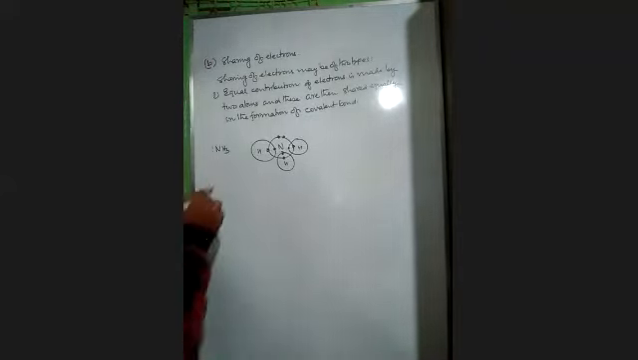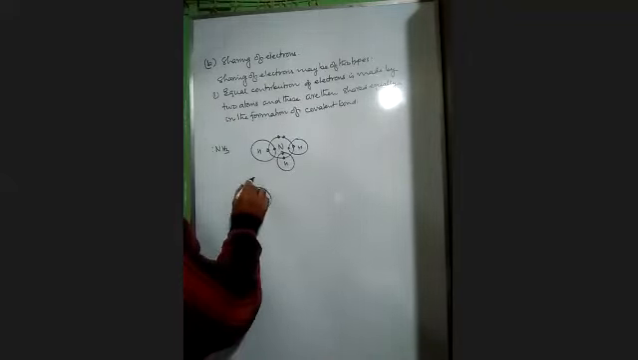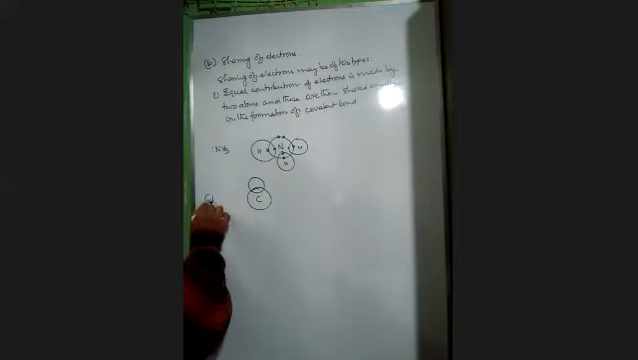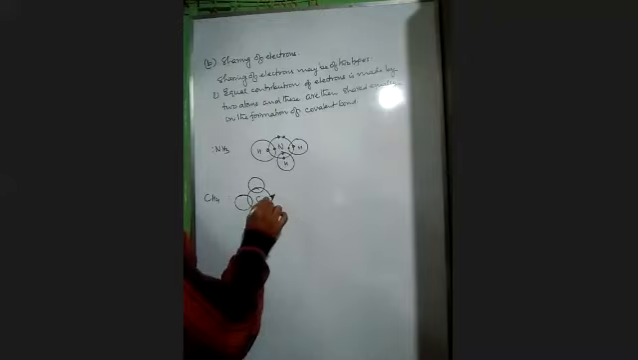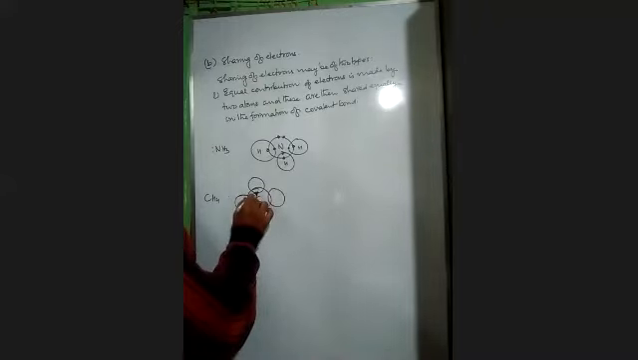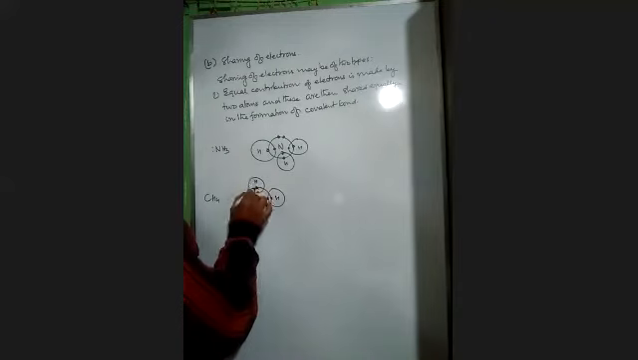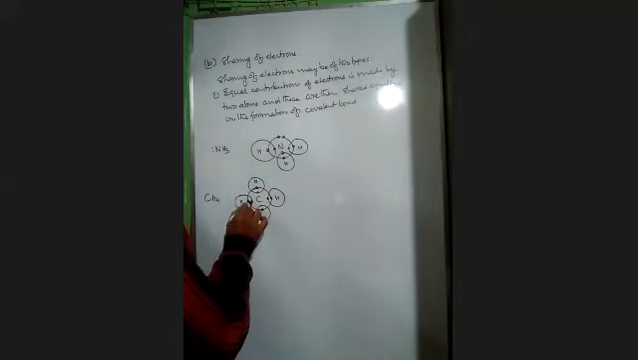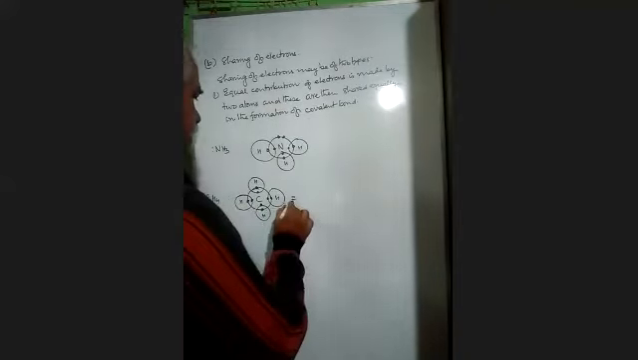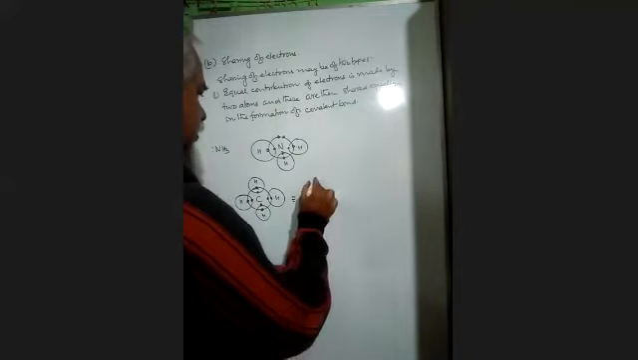Okay, now I'll go for carbon. This is for CH4. Carbon has 4 electrons. 1, 2, 3. Hydrogen has 1 electron. This. So this is the structure of methane.